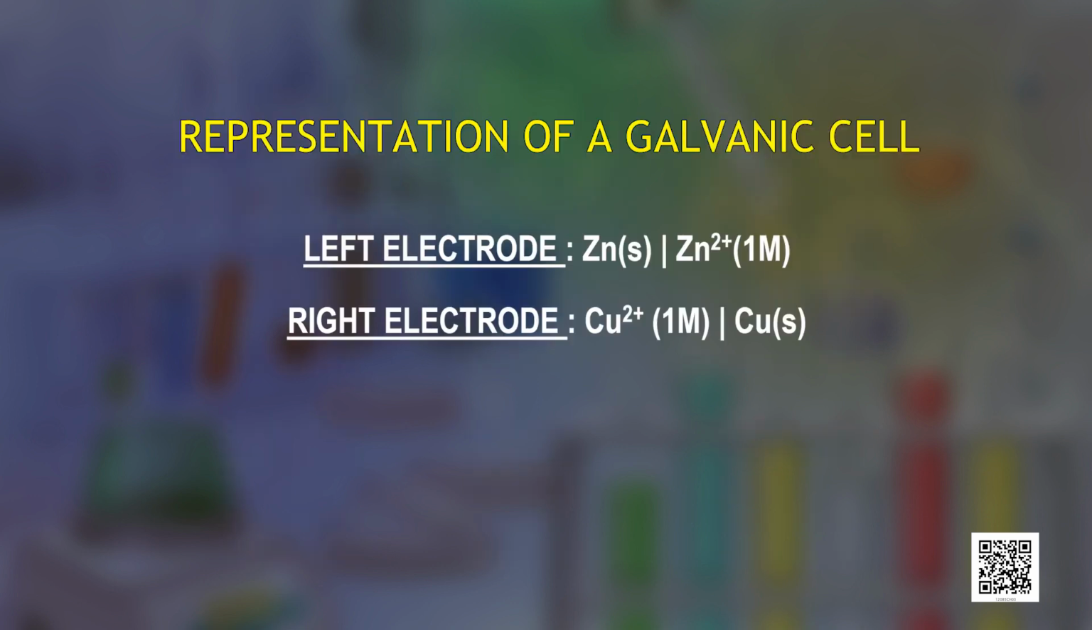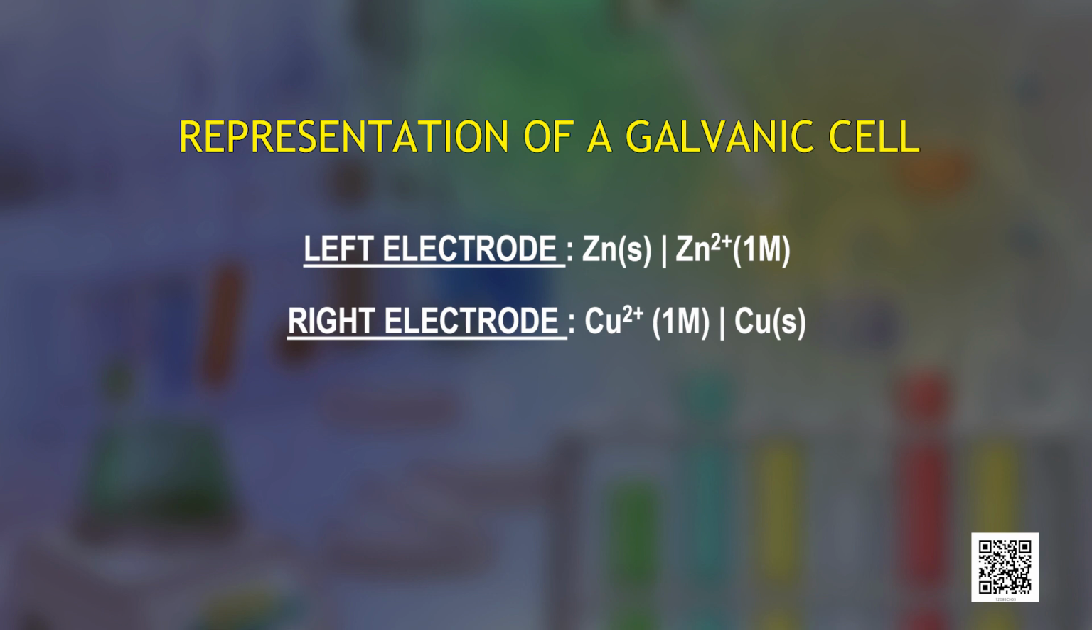An electrochemical cell may be represented by using internationally accepted conventions. The metal electrode in the oxidation half cell is represented by its symbol, which is followed by its metal ions along with its concentration. They are separated by a vertical line. So, for the zinc electrode, we will write it as zinc, vertical line, zinc 2 plus ions, and in the concentration we will write 1 molar.